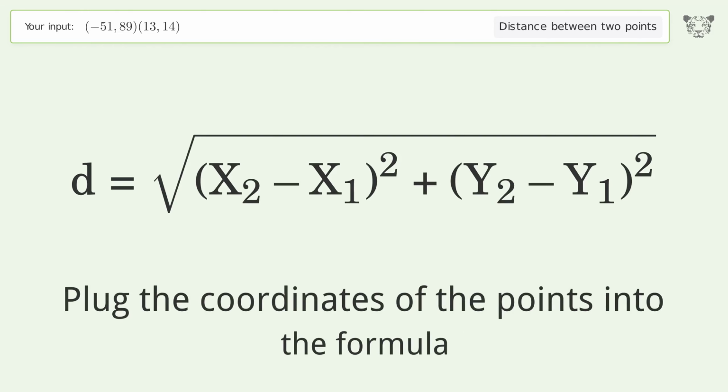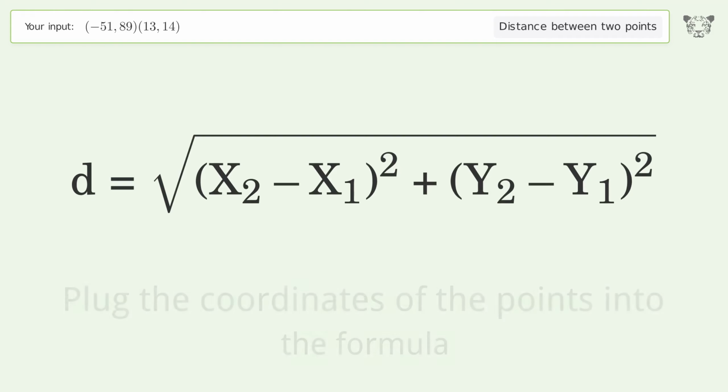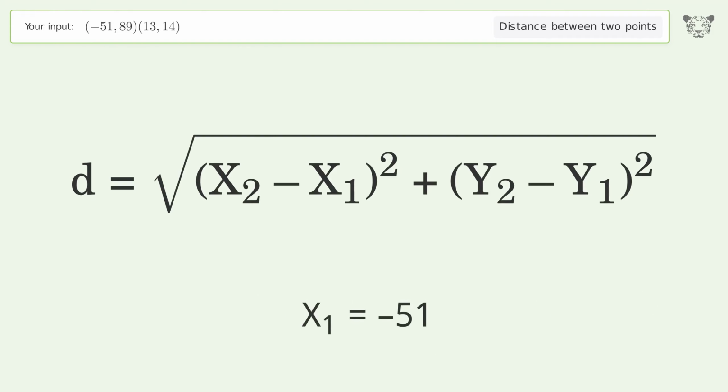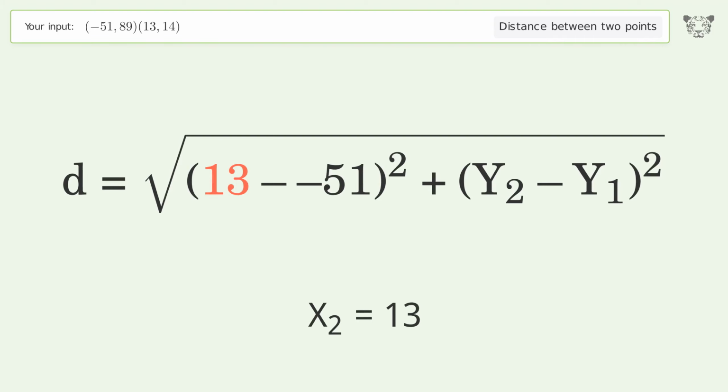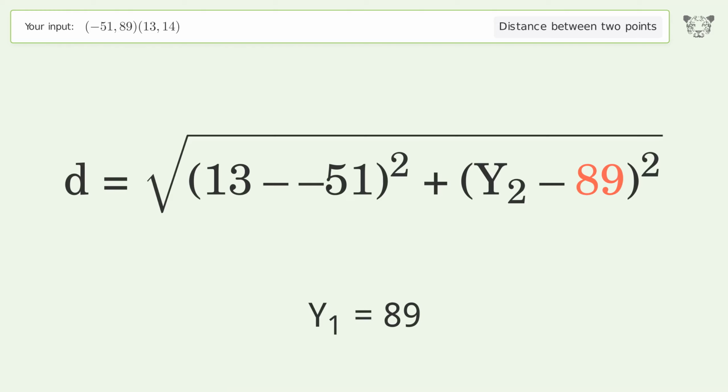Plug the coordinates of the points into the formula. x1 equals -51. x2 equals 13. y1 equals 89. y2 equals 14.